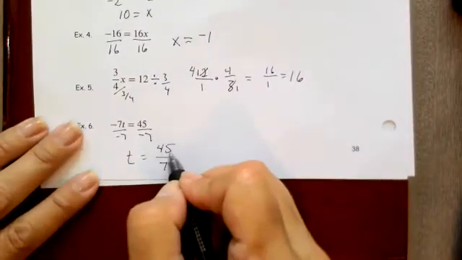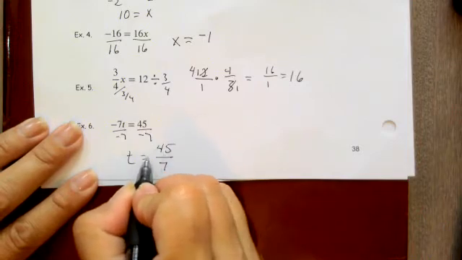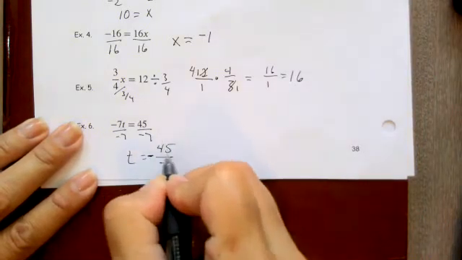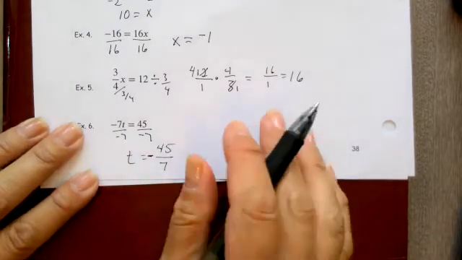So it's negative 45/7. I can put the negative sign in front of the 7, in front of the 45, or just in front of the whole fraction. The amount of this fraction is negative. It doesn't matter where the negative sign is.